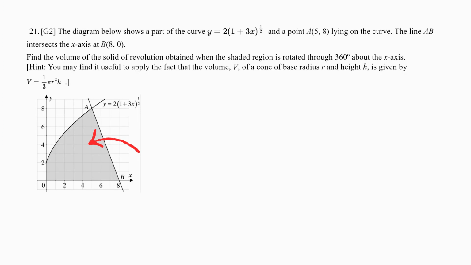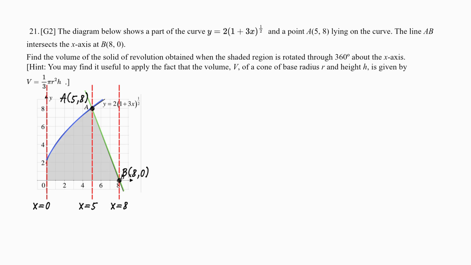It's actually made of two different sections. The first section is from x equals 0 to x equals 5. The top boundary is the curve y equals 2 times the quantity 1 plus 3x, all to the power of 1/2. The second section is from x equals 5 to x equals 8. The boundary is a straight line, AB, connecting point A (5, 8) to point B (8, 0).